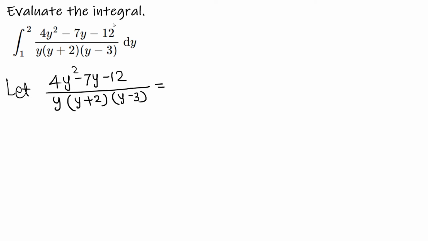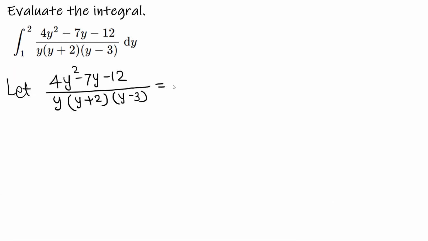Evaluate the integral. So we have a definite integral of this function, degree 2 on the top, and y times y times y, that means degree 3 on the bottom. So this is a proper fraction, that's good. So we want to write this complex fraction as a sum of simpler fractions.